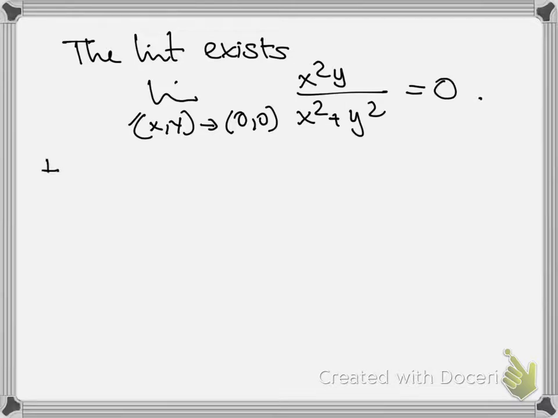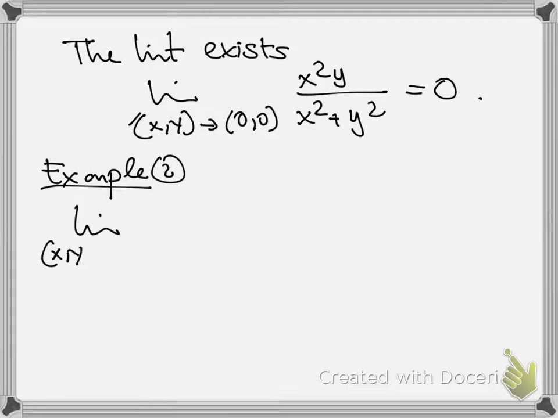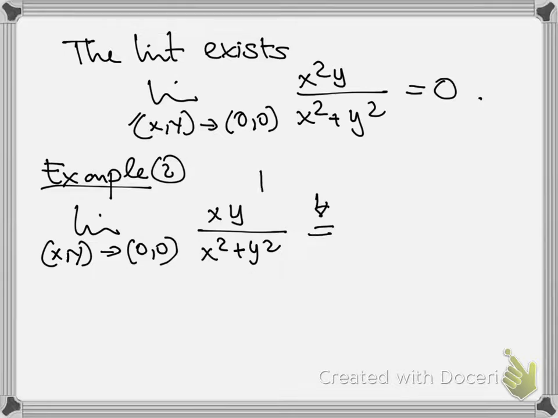Example number 2, let's see a case where the limit does not exist using polar coordinates. So now let's say (x, y) goes to (0, 0) again, and you have xy over x squared plus y squared. Let's use polar coordinates and see what happens here. Just replace x by r cosine theta and y by r sine theta.